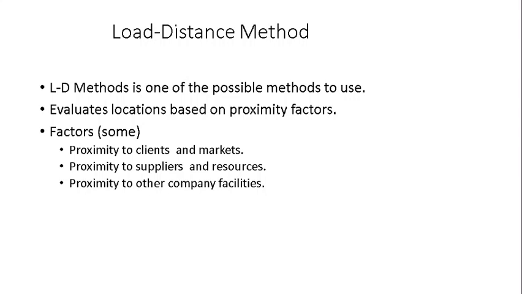It is one of the possible methods that we use in order to solve location problems like that. And the overall approach is to try to find out some factors that influence our decision. Some of those factors could be the proximity that we need to have with our clients or markets, the proximity to suppliers and resources, or some other company facilities. So all those factors affect how fast our load will reach our clients.